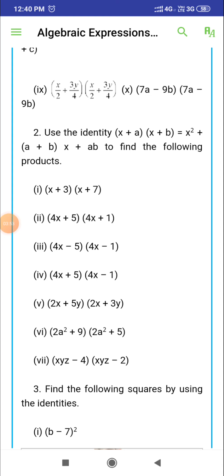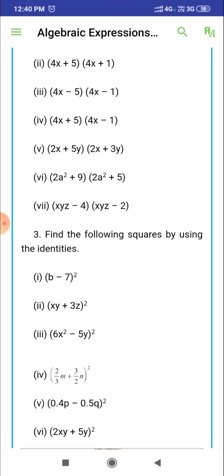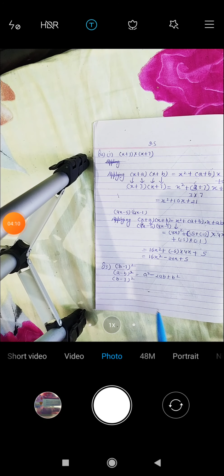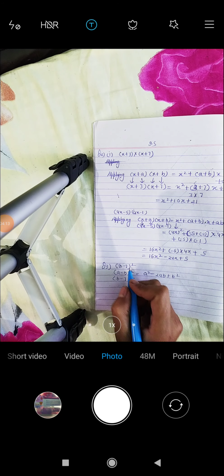In this way, you can solve remaining parts of question number 2nd. Now move to third question. Third question is find the following squares by using the identities. And first part of this question is (b−7)². Question is (b−7)².